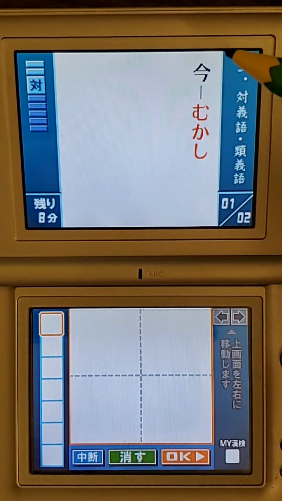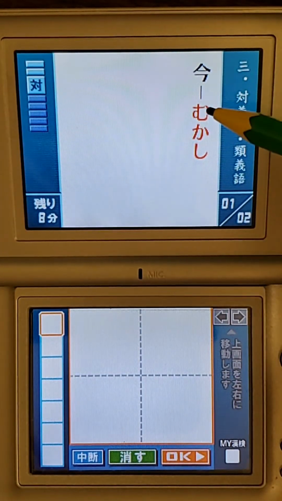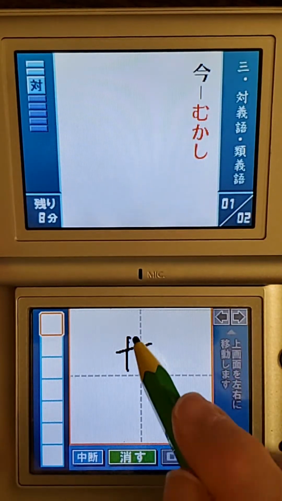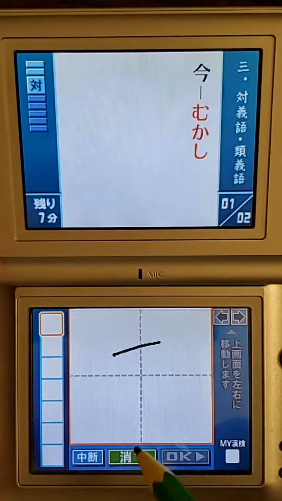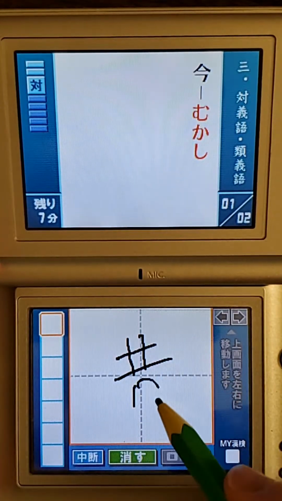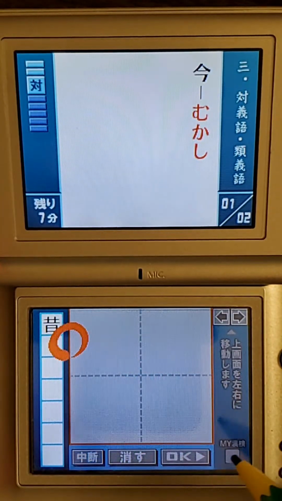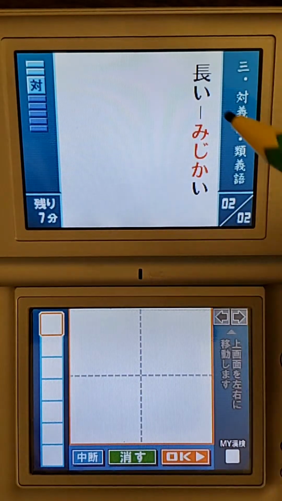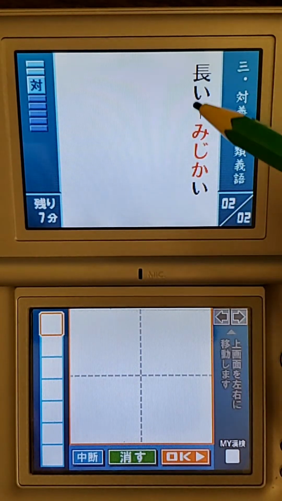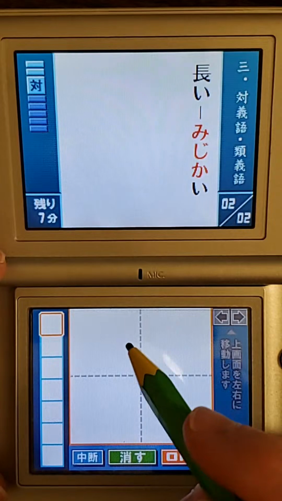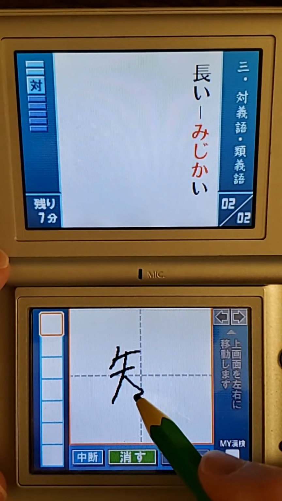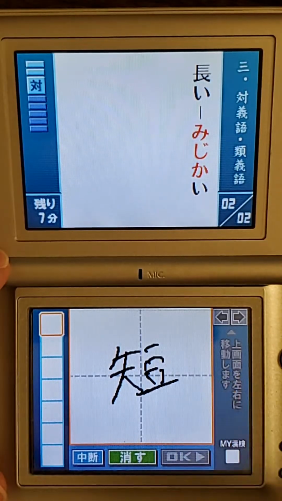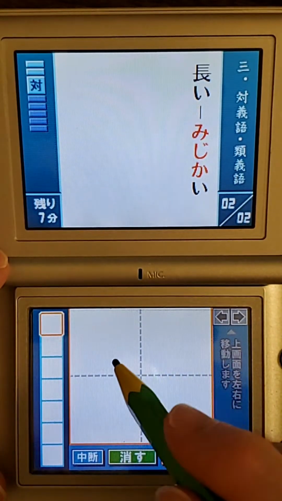Okay, opposite words, ima and mukashi. So now and a long time ago. So we'll go like that for mukashi. And it doesn't want to read my writing when I do this. There we go. Nagai and mijikai. So long and short. So mijikai, I think was this. And then mame. Yeah. Not that.